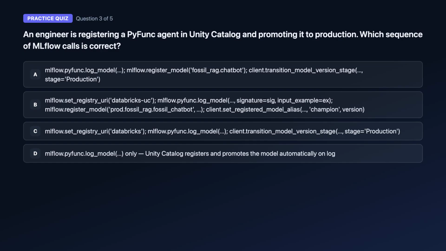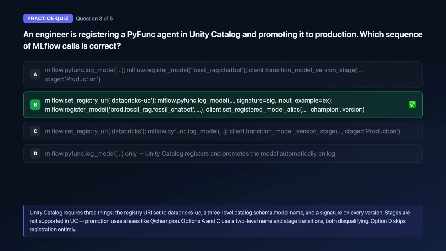C. Set registry URI to Databricks, log model, then transition model version stage to production. Or D. Log model only, Unity Catalog registers and promotes automatically. Take a moment to think about it.